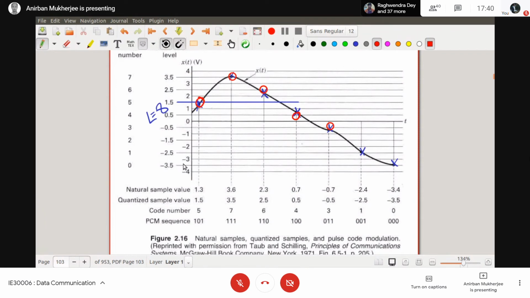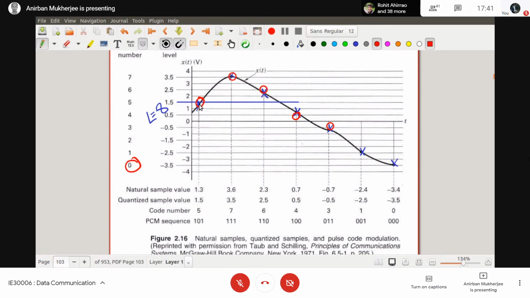That means, say I have chosen minus 3.5 as 0 and minus 2.5 in that way. So some number it is 0. You can choose it in a different way also, but generally we will choose in that way. So this is my code number. Now this code number, what I will do, that means this first one is 1.5.